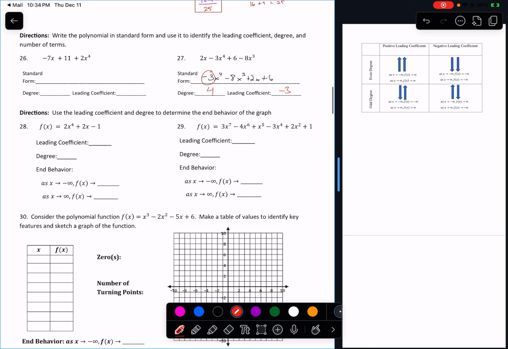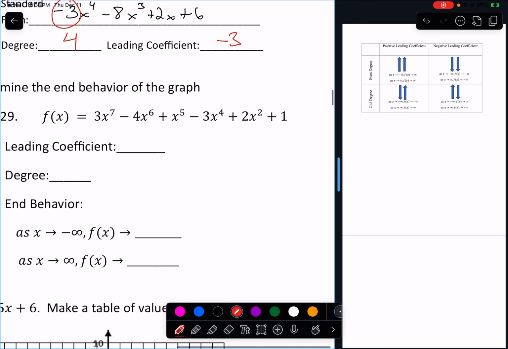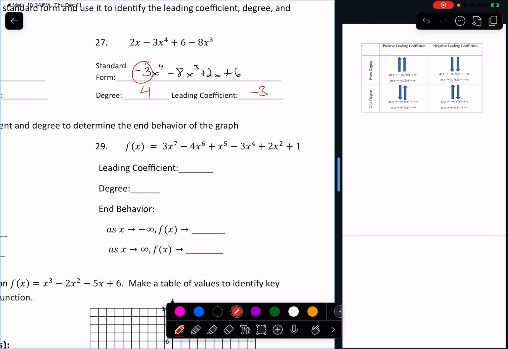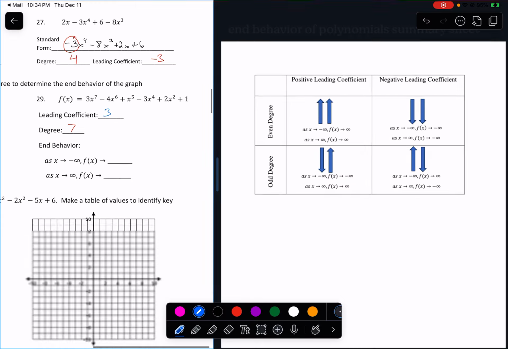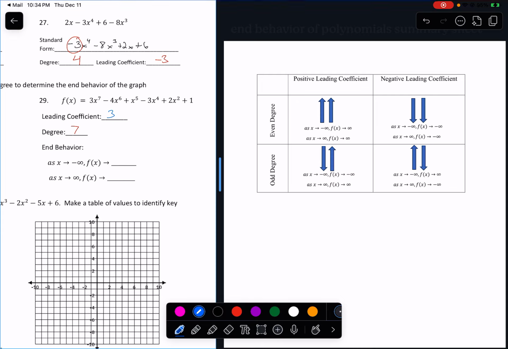Now, where this actually ends up coming into play here is when we're doing things like this, where we are determining the end behavior. All right, so to determine the degree, you're going to look at the highest power. So this is a degree 7. And my leading coefficient here is 3. Okay. So in this case, my leading coefficient is positive, and my degree is 7, which is odd.